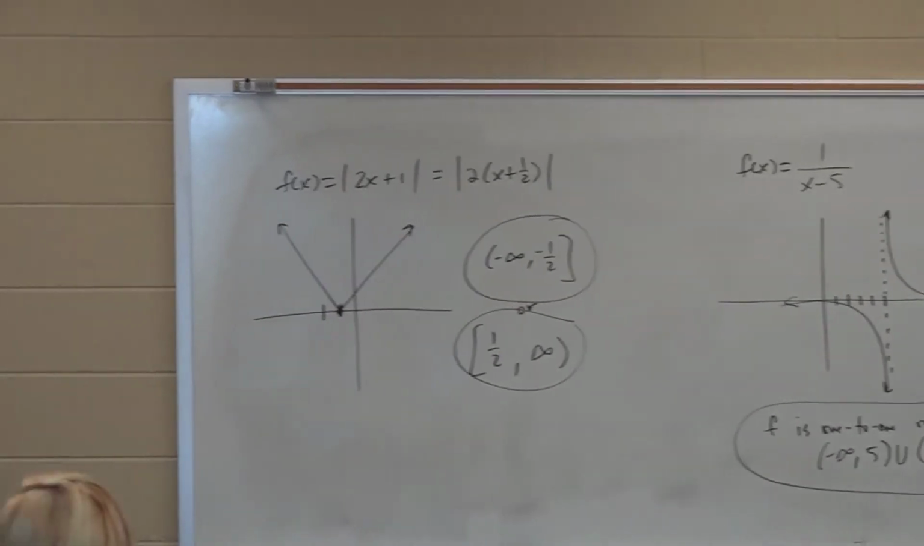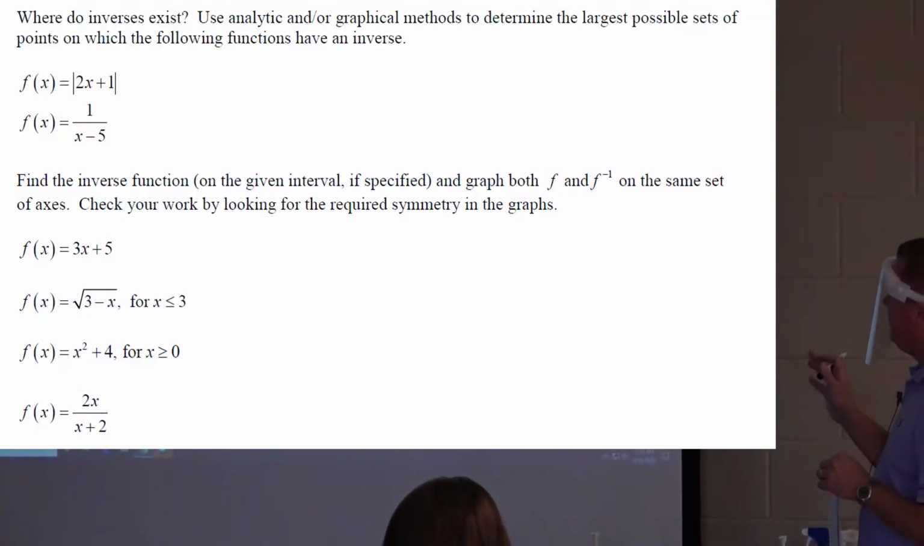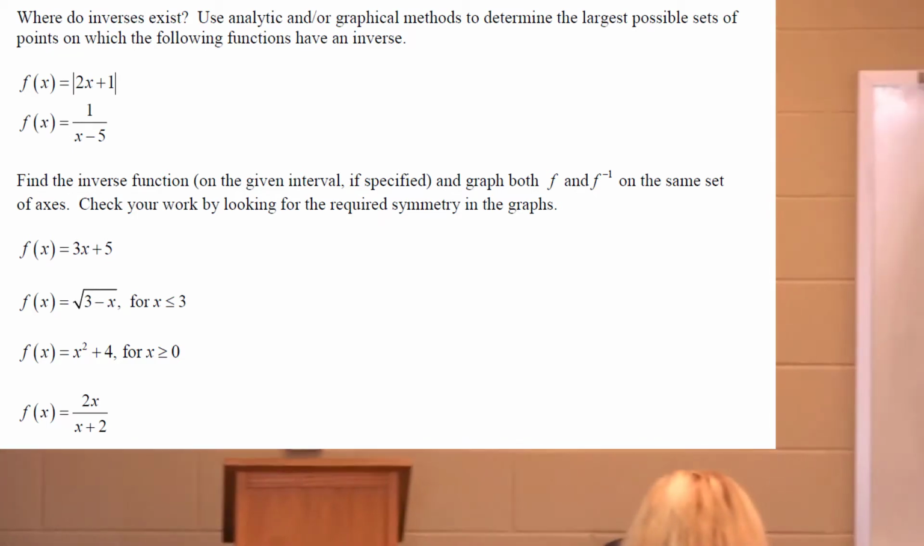All right, let's see what's next here. Next it says find the inverse function on the given interval if specified. Graph both f and the inverse on the same set of axes. Check your work by looking for the required symmetry in the graphs. All right, let's do these real quick here.